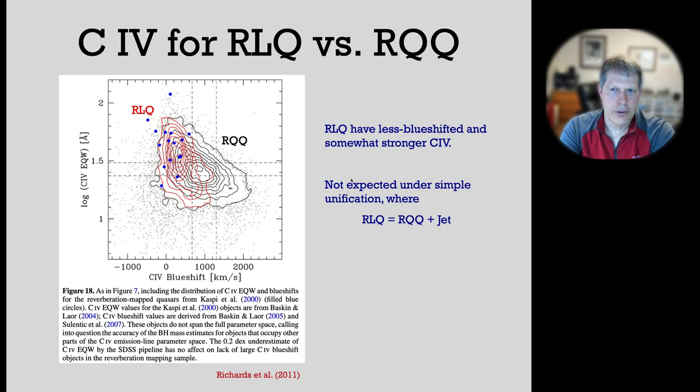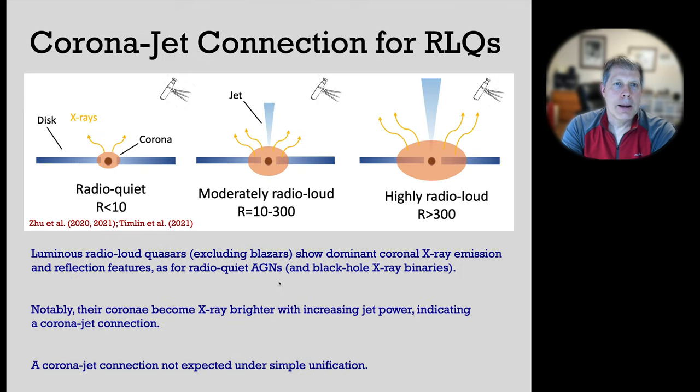That is true, but it is not what is expected under simple unification, where, again, a radio loud quasar would just be a radio quiet quasar plus a jet. Something else is going on, beyond the zeroth order, indicating that something about the unification is not strictly true. There are other challenges as well. I think I have two more, which I will go through quickly.